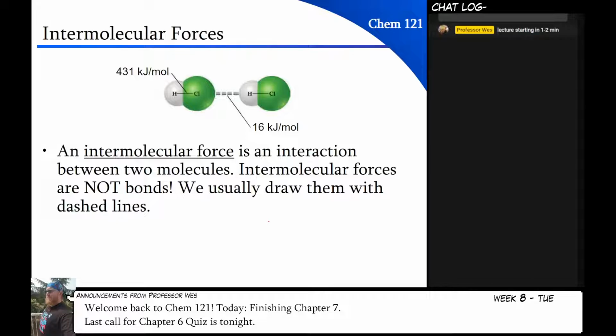On the screen, I have 2 HCl molecules, and I have a bunch of numbers, and I don't want you to worry about these units for now. I'm going to just scribble these out, so just ignore kilojoules per mole. That's not important to you. What these numbers are showing is what we're going to call, for now, just whatever the strength of the interaction that's indicated is. So here I have a bond.